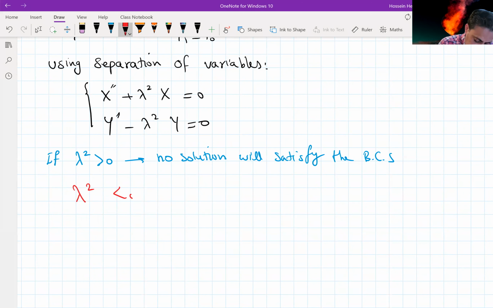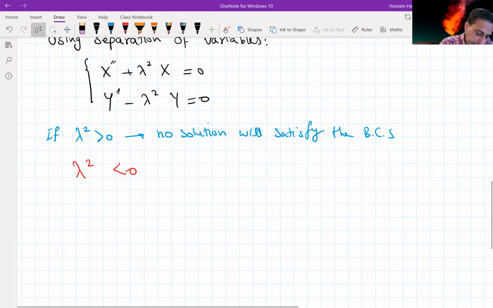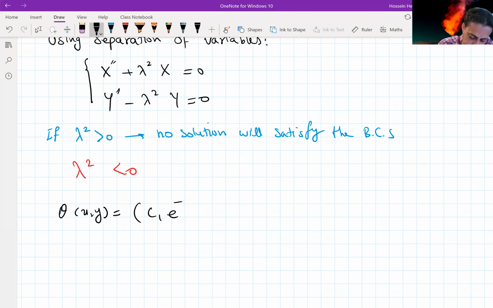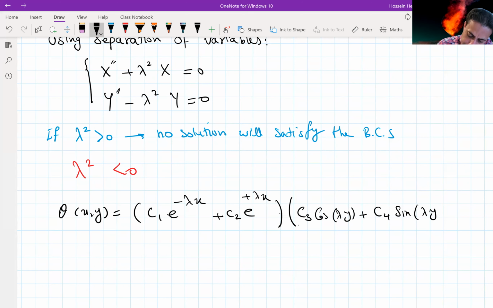If lambda square is less than 0, then we have the solution in the form of theta of x and y is c1 e to the power of minus lambda x plus c2 e to the power of plus lambda x, times c3 cosine of lambda y plus c4 sine of lambda y. This is going to be the general form of solutions.